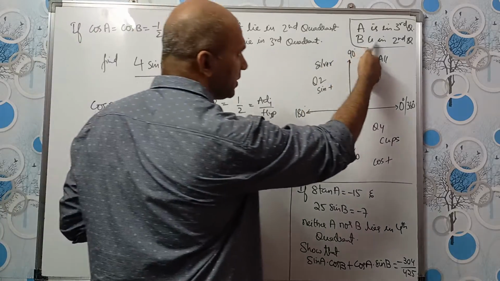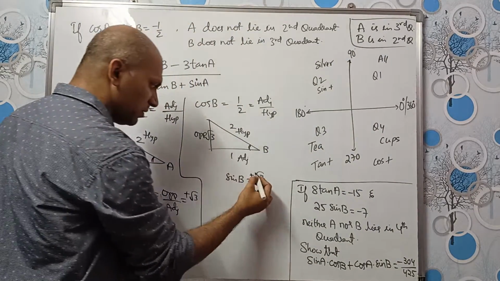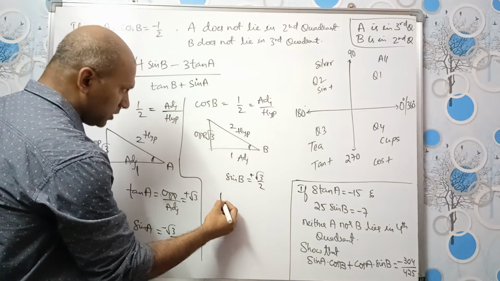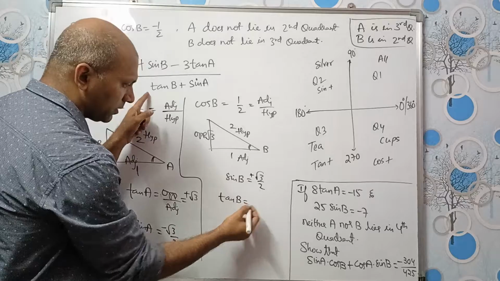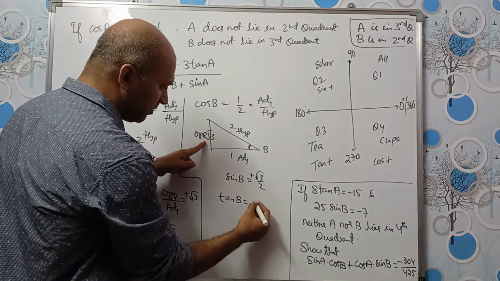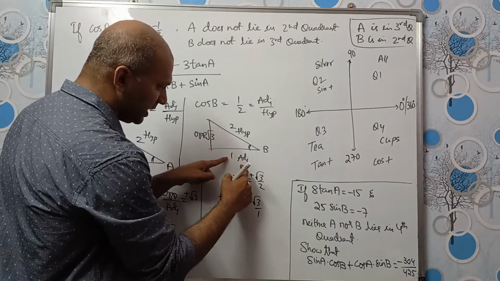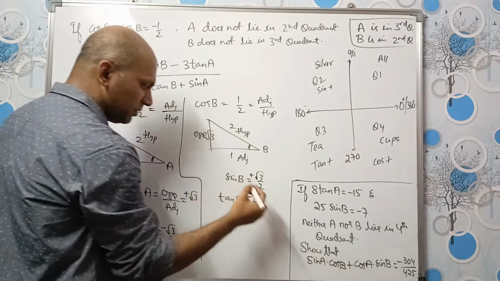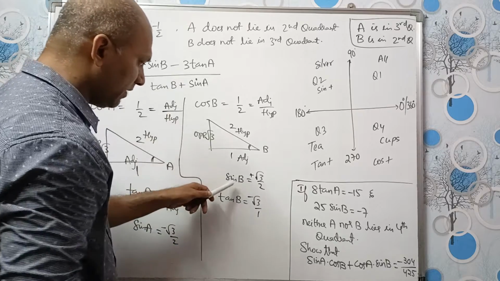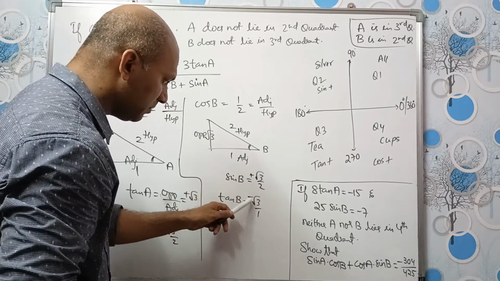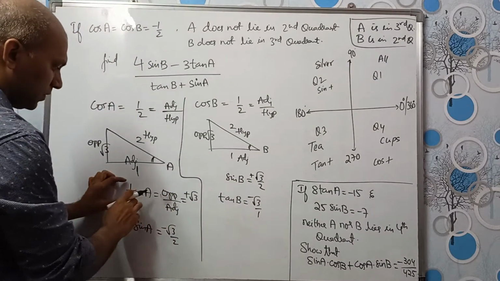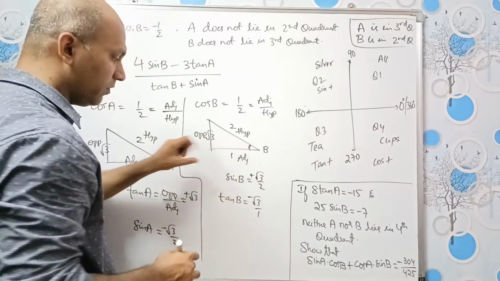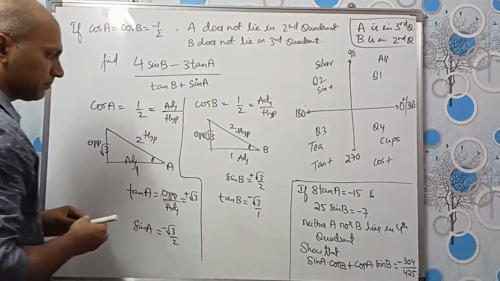But it is clearly mentioned B is in the second quadrant, which means this will be positive, because sin will be positive in the second quadrant, right? What about tan B? Tan B is root 3 divided by 1, opposite divided by adjacent. But B is in the second quadrant, which means tan should be negative. Okay, we have sin B as plus root 3 by 2, tan B as minus root 3. We got all 4 values: tan A, sin A, sin B, tan B. Okay, we need to substitute these 4 values here.